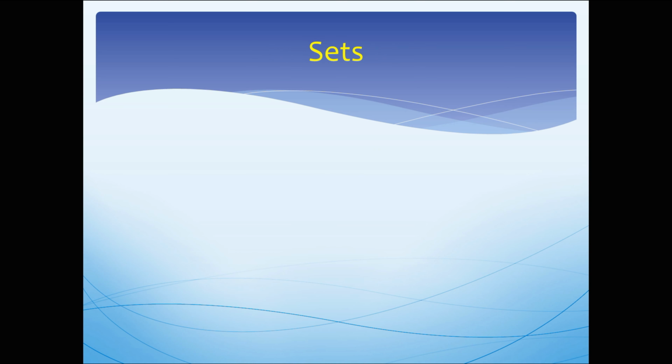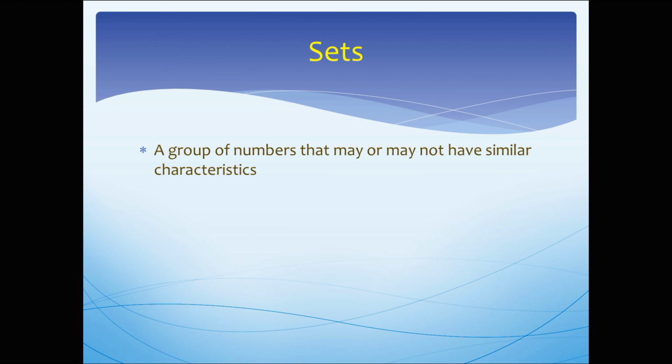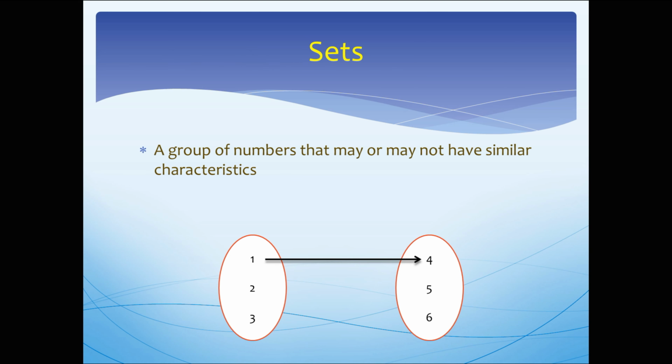Right, so let's look at sets. A set is a group of numbers that may or may not have similar characteristics. For example, here I have two sets. On the first set, I have numbers 1, 2, 3. And on the second set, I have numbers 4, 5, and 6. Now, what I want to do is start combining them. I want to draw lines to connect them.